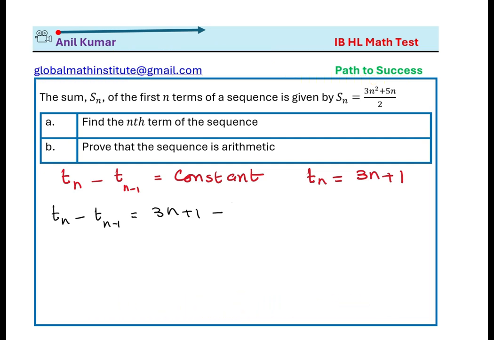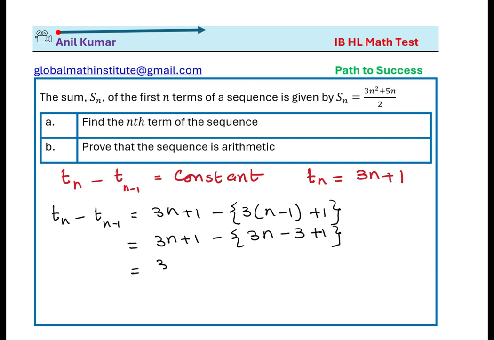Let me use a curly bracket, which is always better to put outside. 3 times n minus 1 plus 1, correct? So which is 3n plus 1 minus 3n minus 3 plus 1, correct? Which is 3n plus 1 minus of 3n minus 2. And if you open this bracket, 3n cancel, you get 1, and minus and minus 2 becomes plus 2. And that will be 3, right?